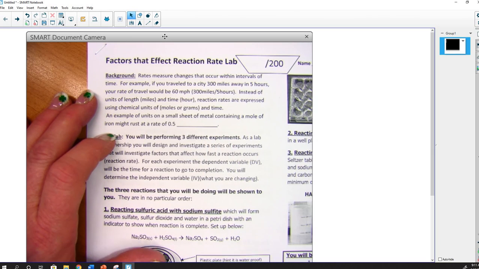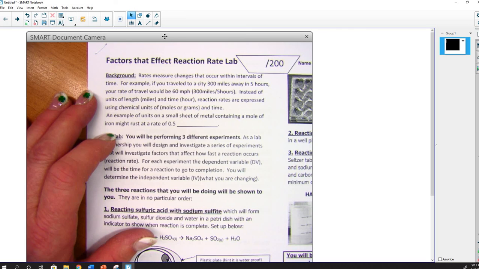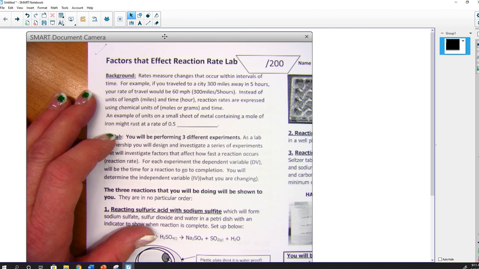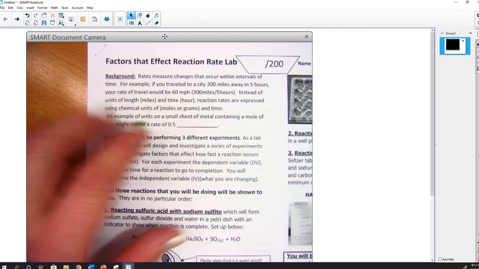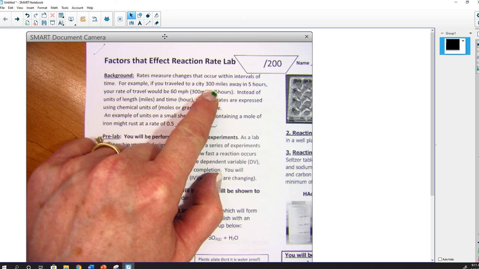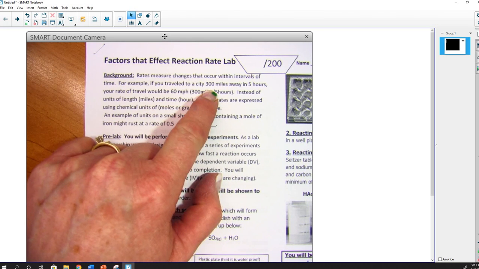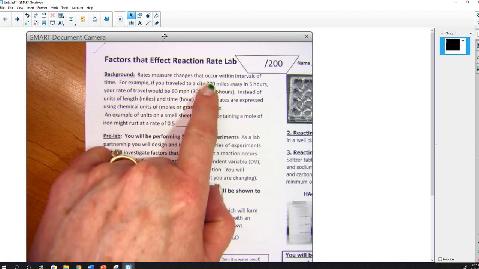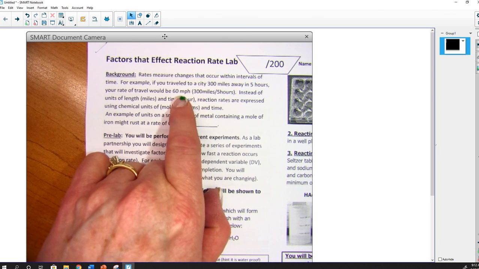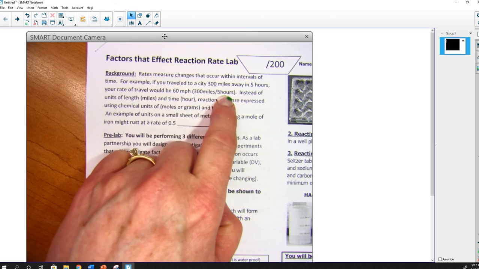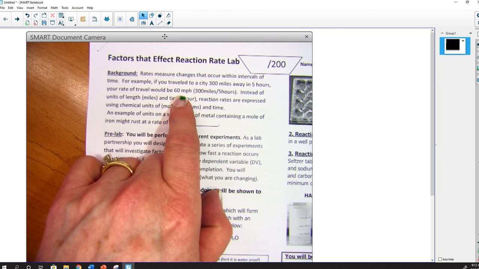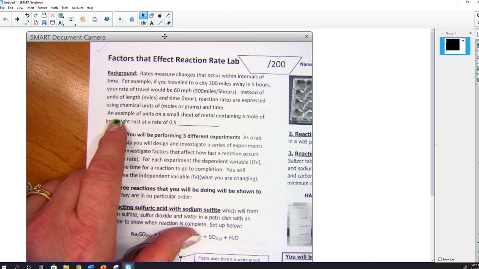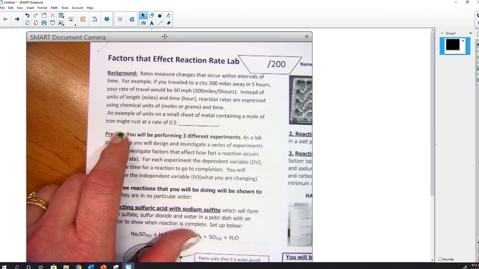Okay, if you were traveling in a car and you were going 60 miles per hour, you could find out how long it would take you to get 300 miles. You take 300 miles divided by 60, and you get 5 hours. Or you could take 300 divided by 5 and find out how many miles per hour you're going. That is a rate. So when we talk about rate in chemistry, we're talking about how fast something might go in a reaction.